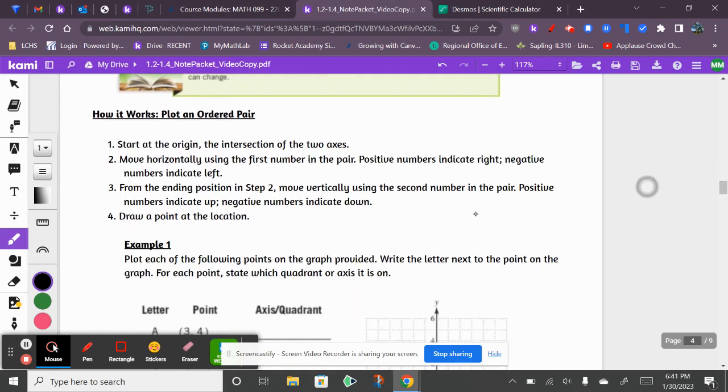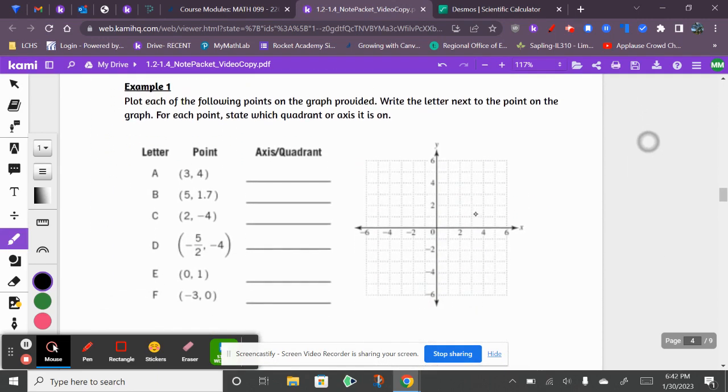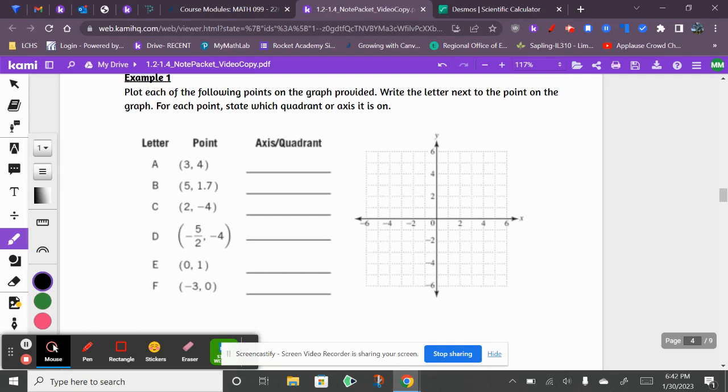The first thing that we want to do when we plot an ordered pair is think about if we go to the left or to the right first. So, our x value tells us if we go left or right. If it is a positive value, we will go to the right. If it is a negative value, we will go to the left. The other number tells us if we go up or down. If it is a positive value, we will go up. If it is a negative value, we will go down.